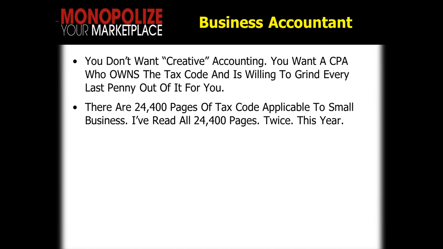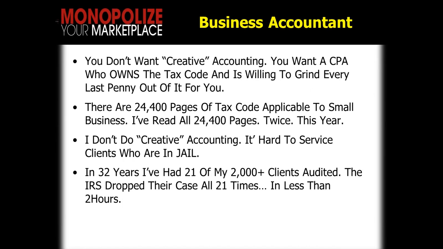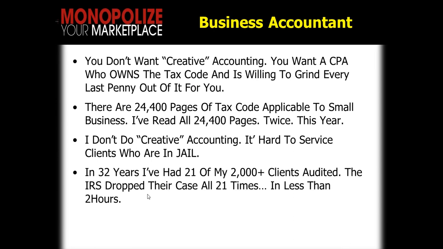There are 24,400 pages of tax code applicable to small business. I've read all 24,400 pages twice this year. Wow. I don't do creative accounting. It's hard to sell to clients who are in jail. So we're kind of taking this creative accounting slant and making it look really bad. By the way, we've got creative accounting. Remember I talked about quotation marks. It puts doubt and skepticism into the mind of the prospect who's reading it.